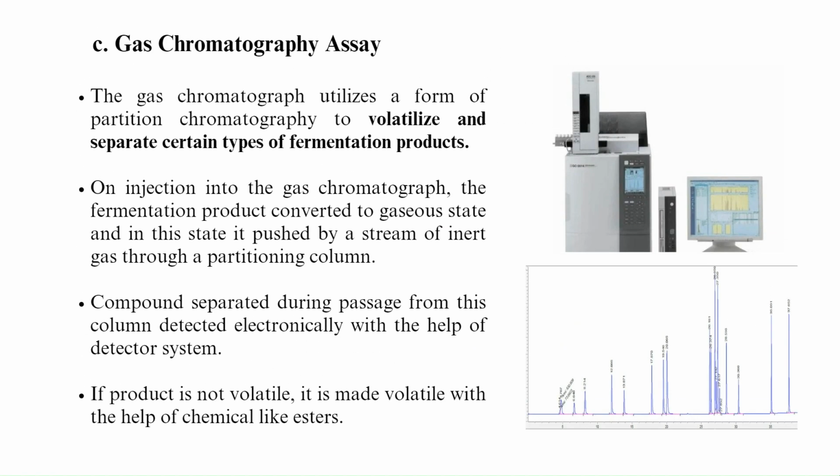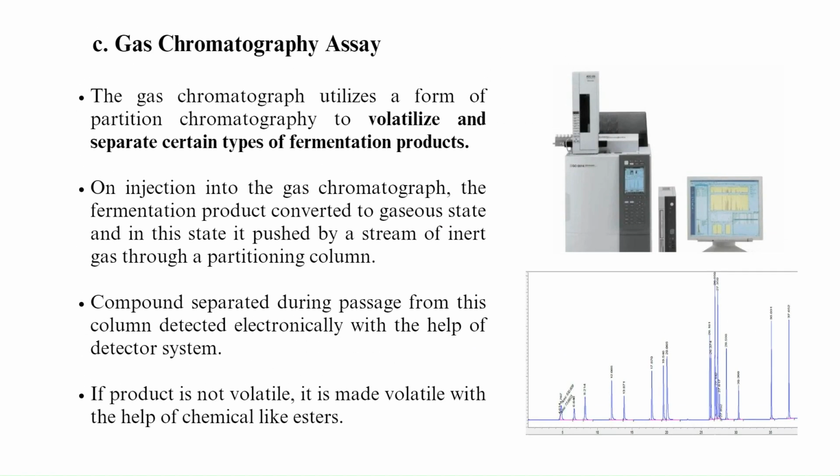Gas chromatography assay. The gas chromatograph utilizes a form of partition chromatography to volatilize and separate certain types of fermentation products. On injection into the gas chromatograph, the fermentation product is converted to a gaseous state, and in this state it is pushed by a stream of inert gas through a partitioning column. Compounds separated during passage through this column are detected electronically with the help of a detector system. If the product is not volatile, it is made volatile with the help of chemicals like esters.